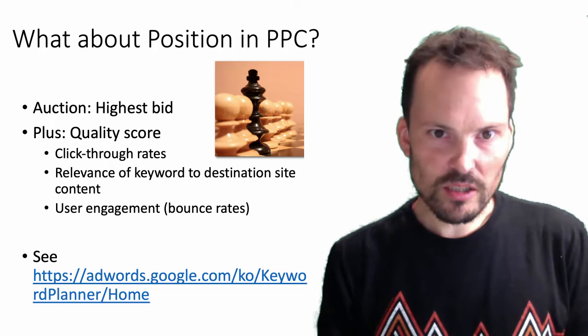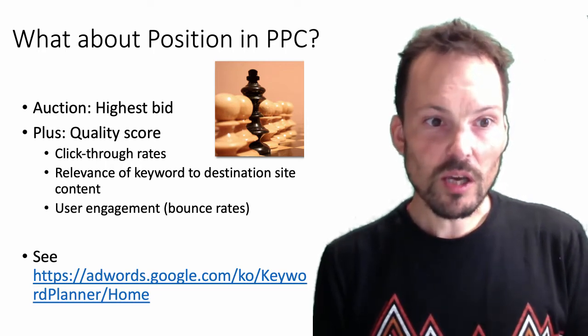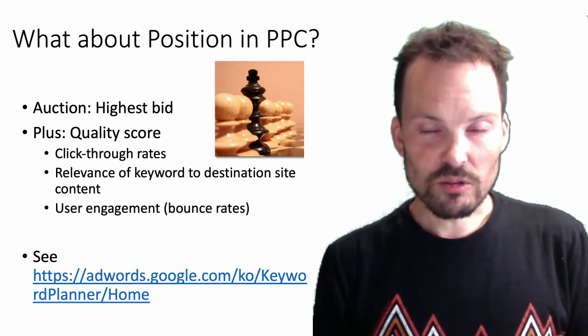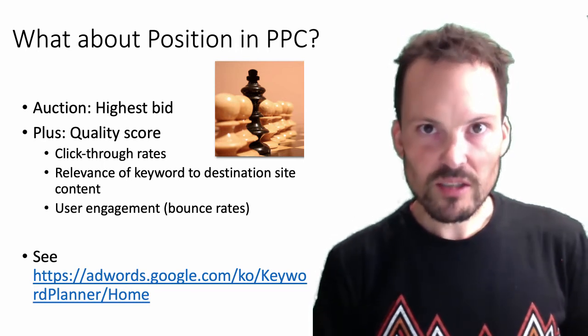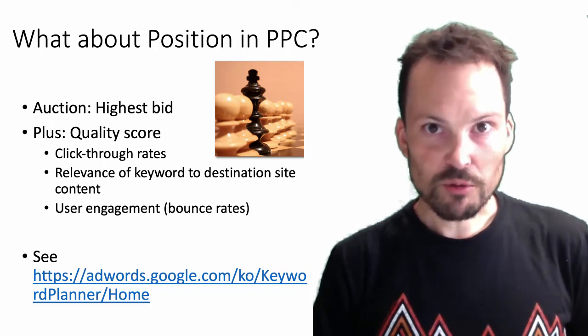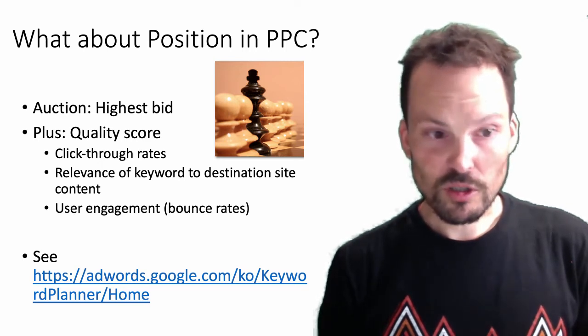So the way the PPC works, of course, it's an auction, it's the highest bid, but it's also the quality score. So are people actually doing the behaviors that was intended when they click on these ads and click on these links? What's the click-through rate? What's the bounce rate? And what are the relevance for the keyword?